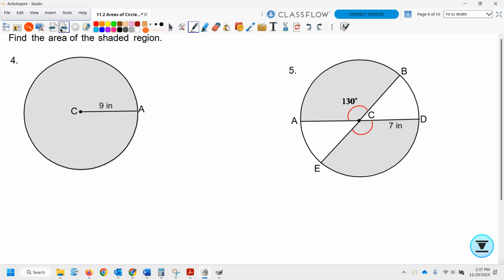It wants us to find the area of the shaded region. First off, if you notice in 4, it's the whole circle. Please don't set up a proportion. You're finding the area of the circle. Area is pi r squared. So area is equal to pi times 9 squared. When I put that in my calculator, you should get 254.5 inches squared. I'm just going to double check and make sure my math is mathing.